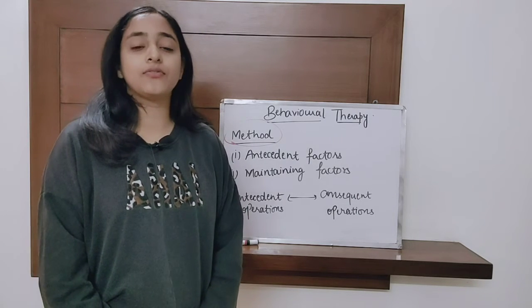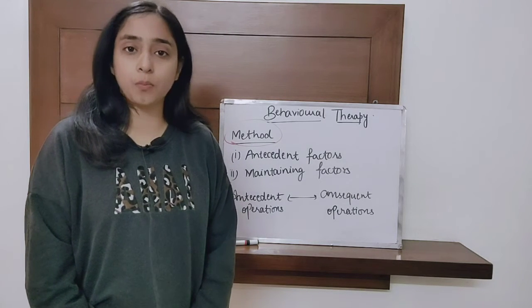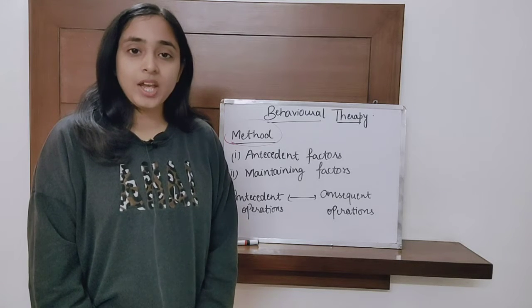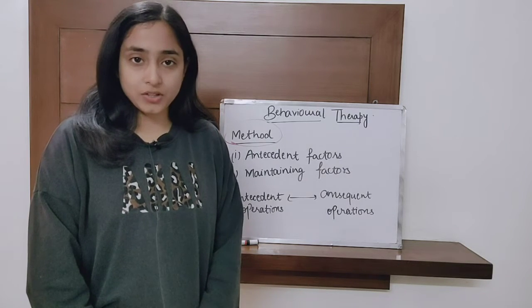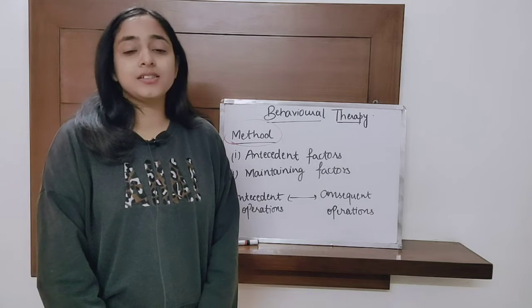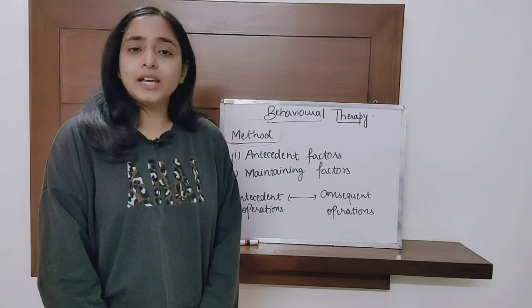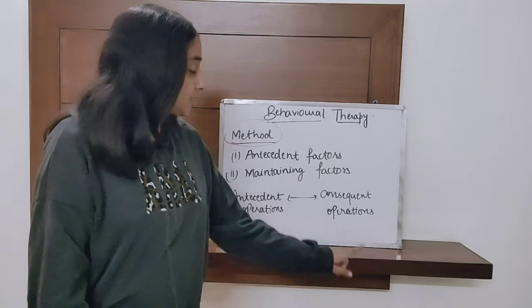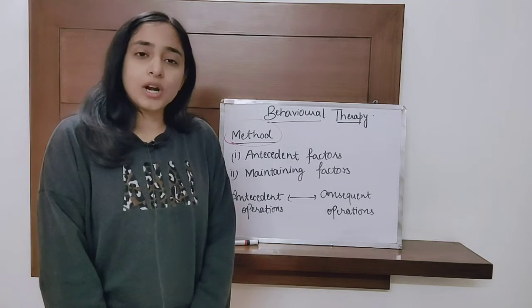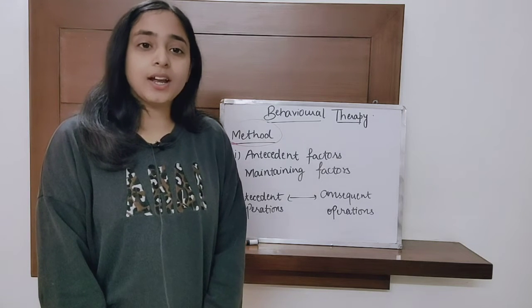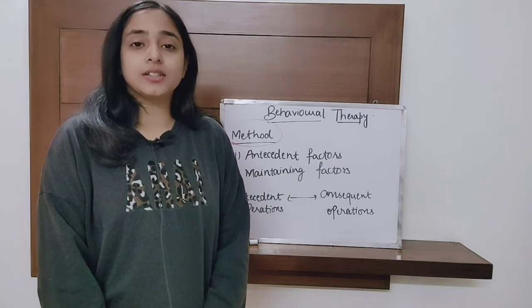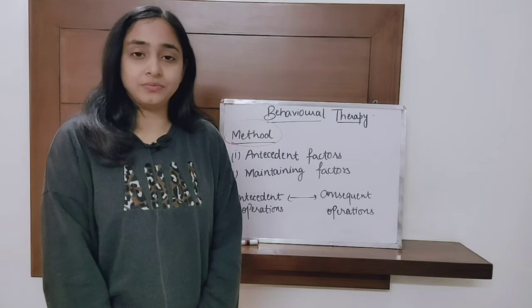For example, if there is a child who doesn't have dinner properly, this becomes the undesirable behavior. Now what could be the antecedent operation? Antecedent operation could be feeding that child with very little food during the snack time, and consequent operation could be rewarding that child with a candy or chocolate after finishing the meal. This will lead to establishing a certain kind of desirable behavior.